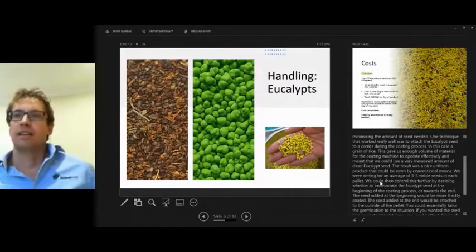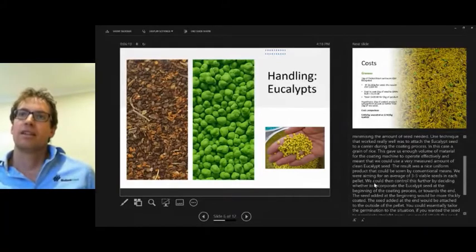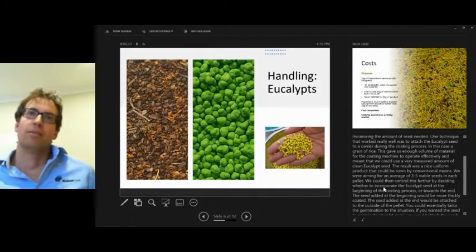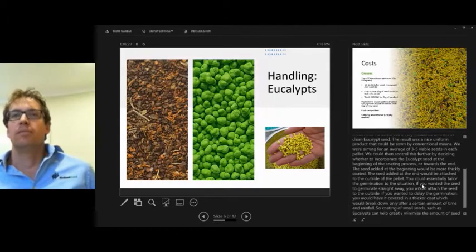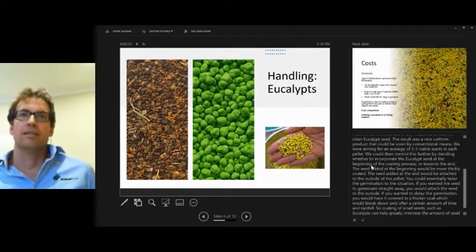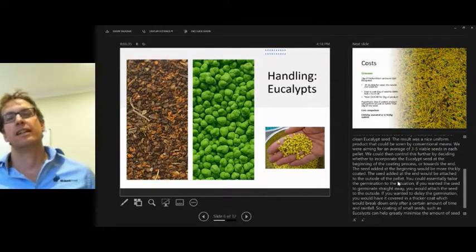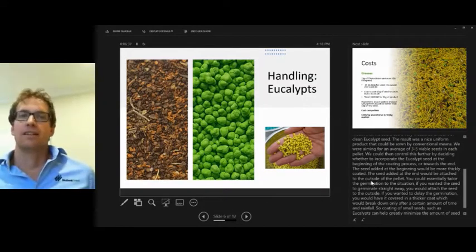We were aiming at about 3 to 5 viable seeds in each pellet, and you could then control this further by deciding whether to incorporate the seed early in the coating process or towards the end. So if you put the seed in early, it means that it's deeper within the coat. If you put it on at the end, it means that the seeds are actually attached to the outside of the pellet.